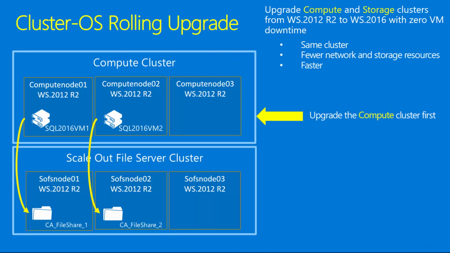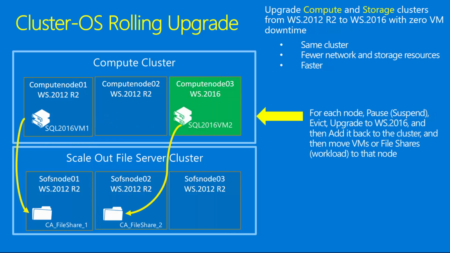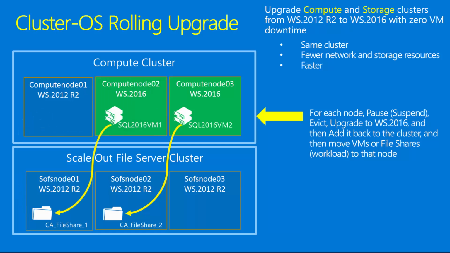In today's demonstration, I'll be upgrading two nodes. I'll be upgrading a Hyper-V compute cluster, and I'll be upgrading a scale-out file server cluster. We'll start with the compute cluster. What we'll do is we'll take one node at a time in this cluster, we'll drain it, evict it, upgrade the operating system to Windows Server 2016, and then we'll add it back into the cluster. We'll rebalance workload as necessary. Then we'll repeat the process again for the next node.